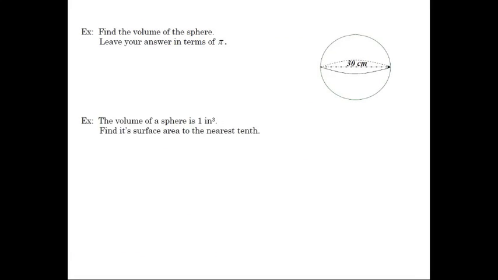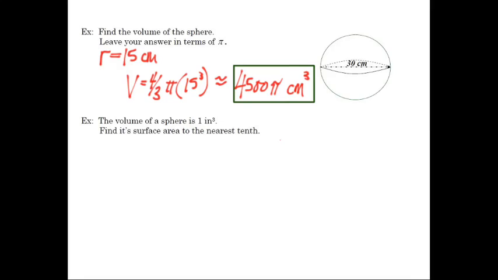I'm going to do the same thing here to find the volume. I've been given a diameter. I need to figure out the volume. The radius is going to be half of this, so 15, and then I plug that in. 15 gets cubed, so 15 times 15 times 15, and I take 4/3 of that value. When you do that, you're going to get 4,500 pi cubic centimeters.